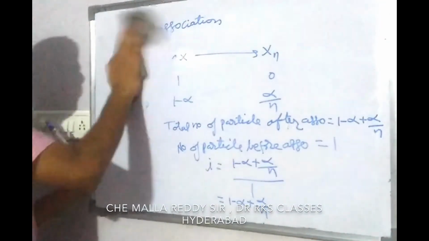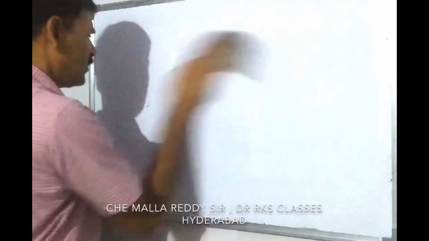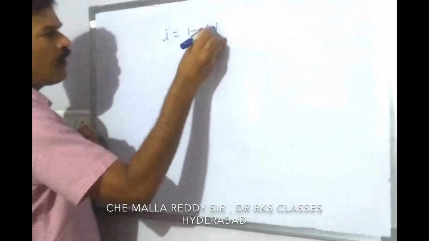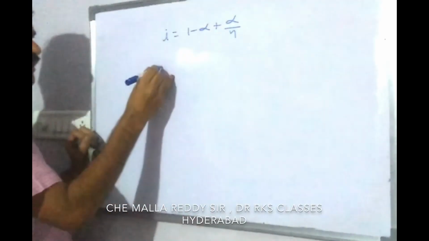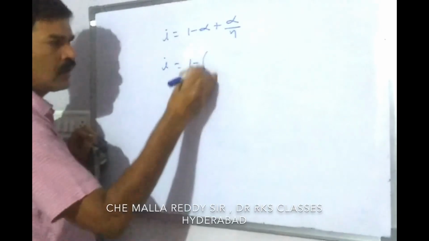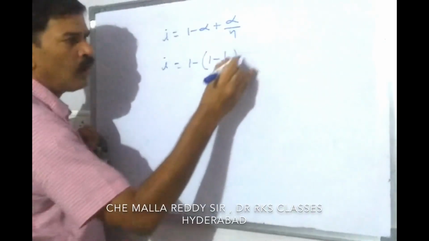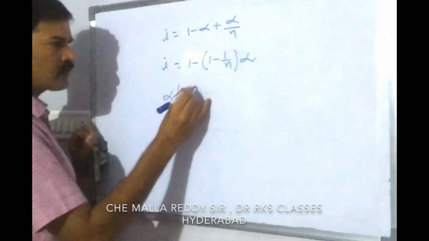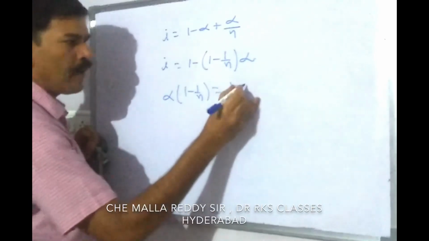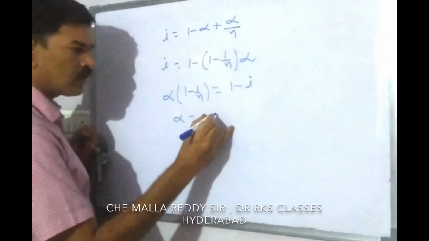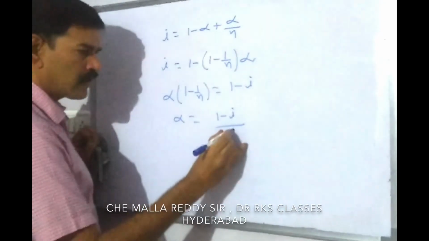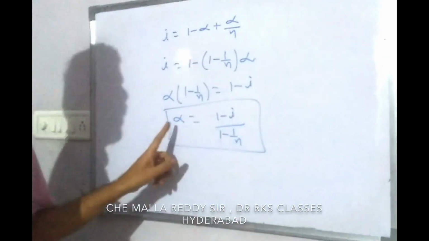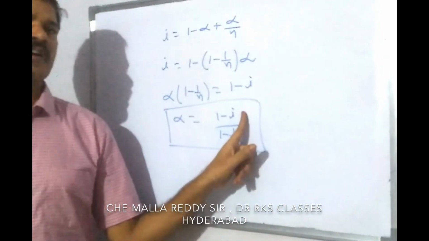Just observe. Here i is equal to 1 minus alpha plus alpha by n. From this you are getting i is equal to 1 minus 1 minus 1 by n into alpha. From this alpha into 1 minus 1 by n is equal to 1 minus i. Now alpha is equal to 1 minus i by 1 minus 1 by n. This is for associated solute, the relation between degree of association and van't Hoff factor.